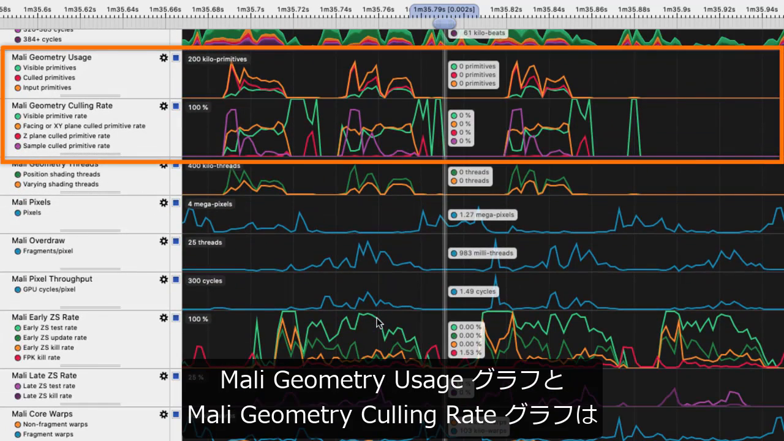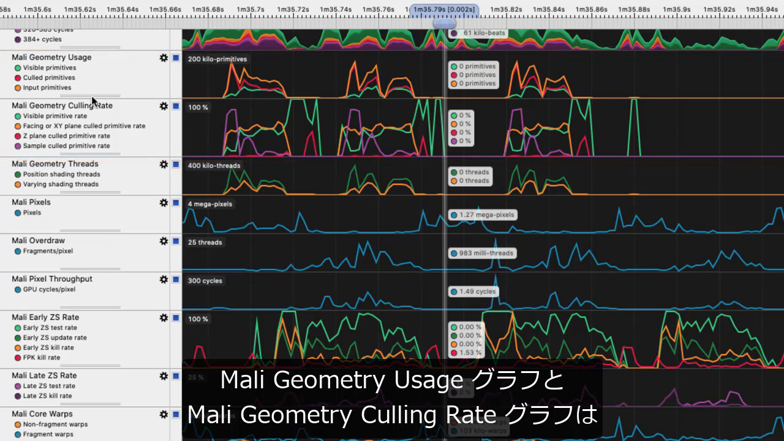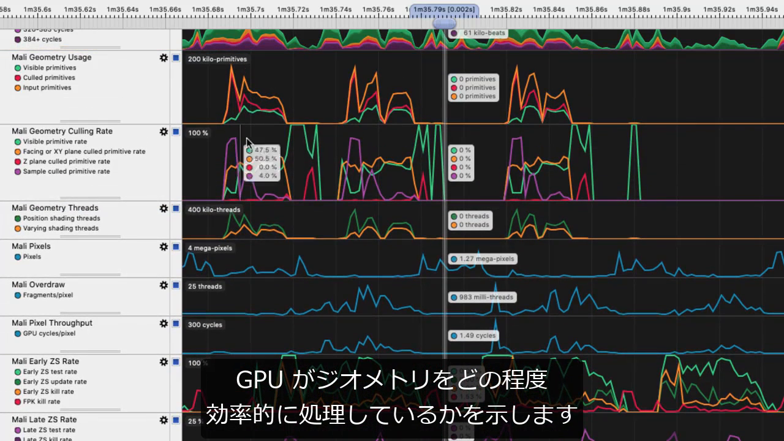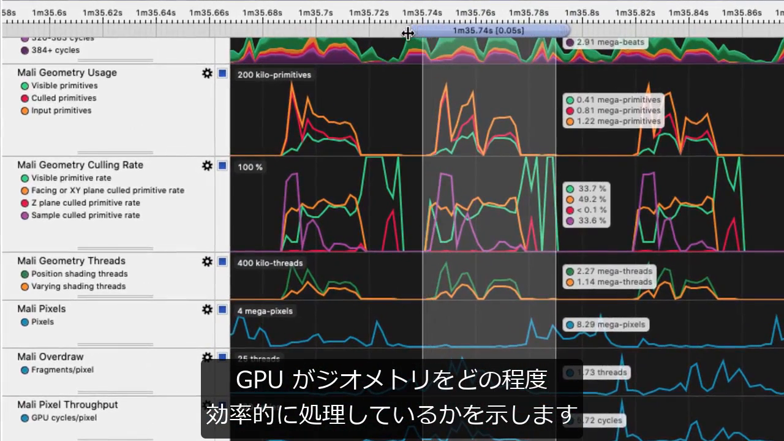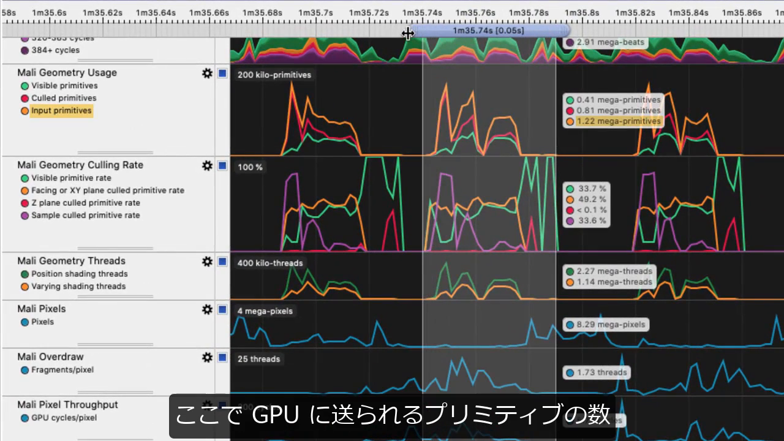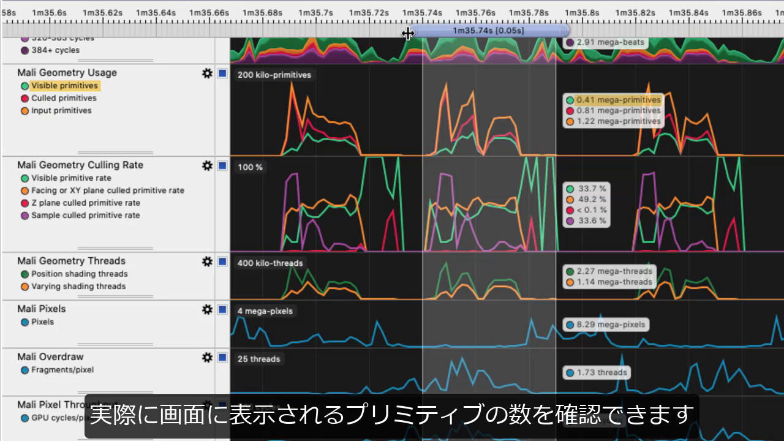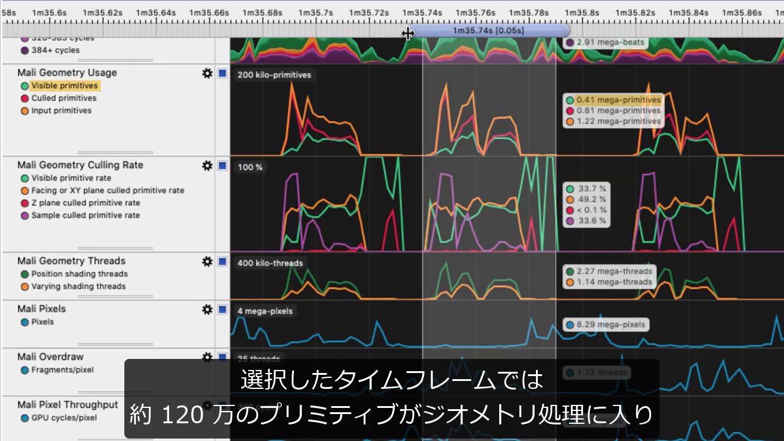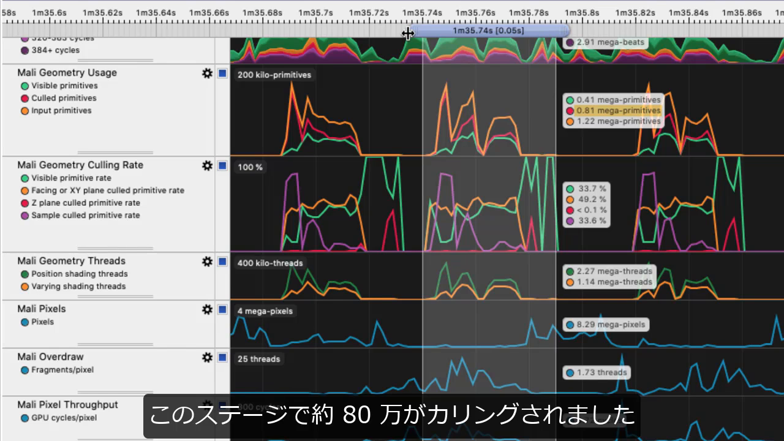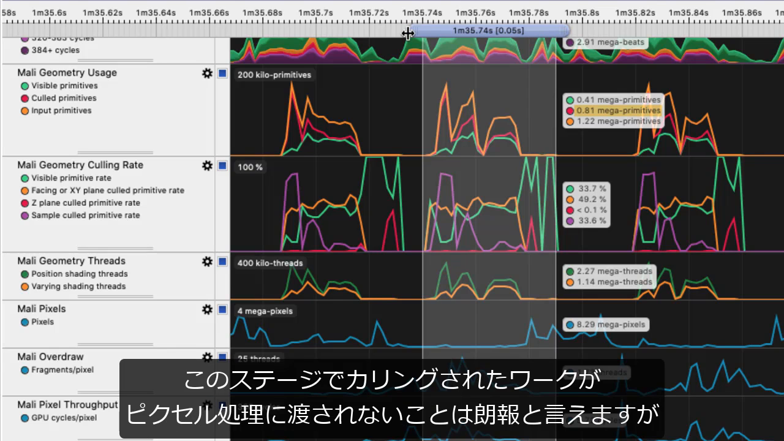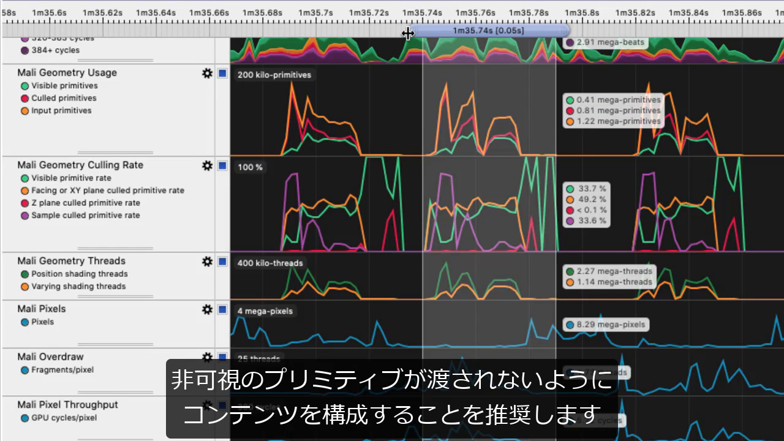The Mali geometry usage and Mali geometry culling rate charts show how efficiently the GPU is processing geometry. Here we can see how many primitives are sent to the GPU, how many of them are discarded during geometry processing, and how many actually end up on screen. In the selected time frame, around 1.2 million primitives entered geometry processing, but around 800,000 are culled at this stage. Work that is culled at this stage is not passed through to pixel processing, so this is good news, but it would be better to organise the content so that non-visible primitives are not passed in at all.